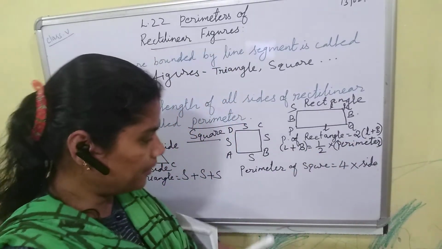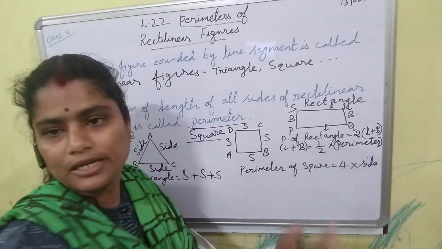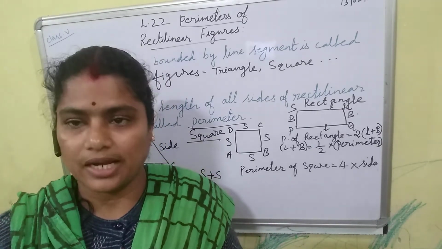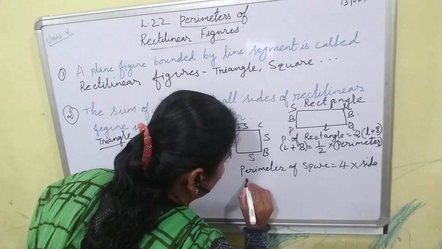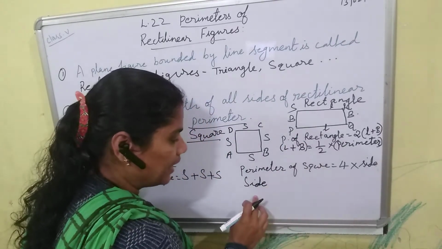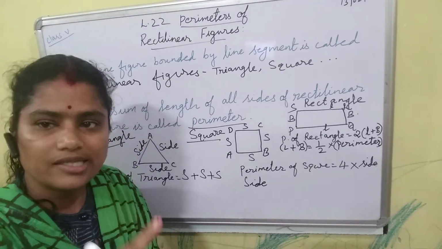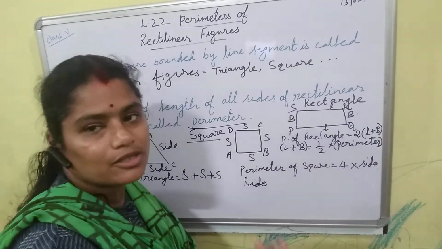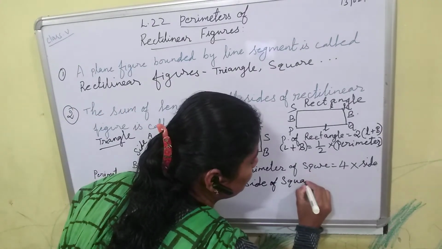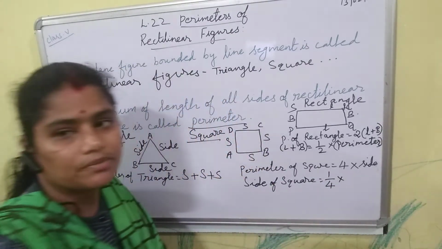We made 2 formulas in this side also. The perimeter of the square is 4 multiply side. If we have to find out the side, the side of the square is equal to 1/4 multiply perimeter, because in a square all 4 sides are equal.